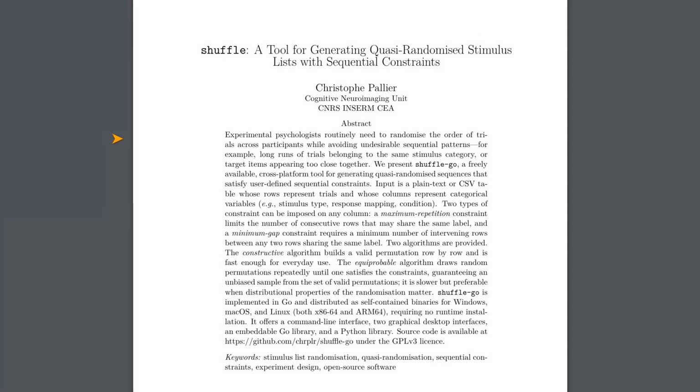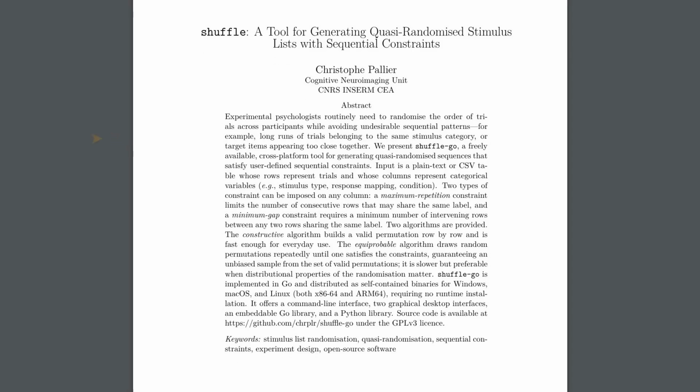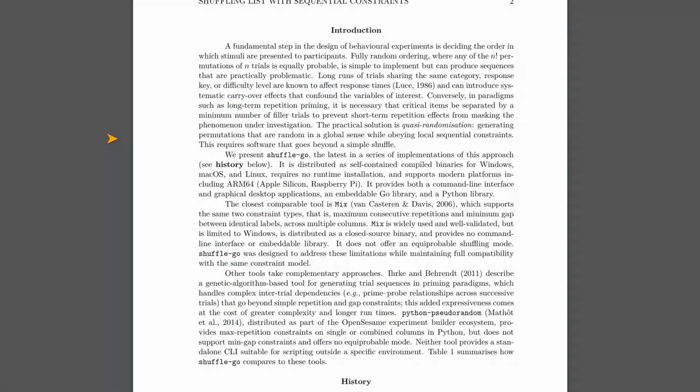It sounds simple enough, but doing this by hand for thousands of trials is a nightmare. You need a tool that can handle the heavy lifting. That is where this new software called ShuffleGo comes into play. It is a smart tool that takes a simple list of trials and shuffles them around while respecting the specific rules the researcher has set for them. The genius here is how it handles the math.